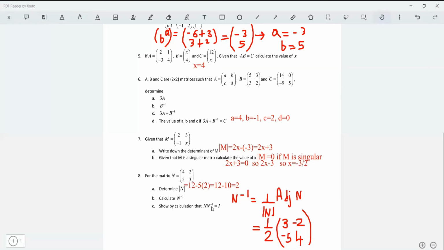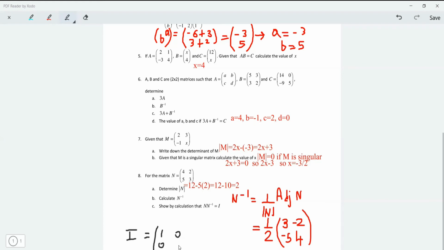Then it says, show by calculation that N times N inverse equals I. Remember, what is I? I is the identity matrix, and the identity matrix is 1, 0, 0, 1. So this is what we need to show. First, let's write this down on the whiteboard here.